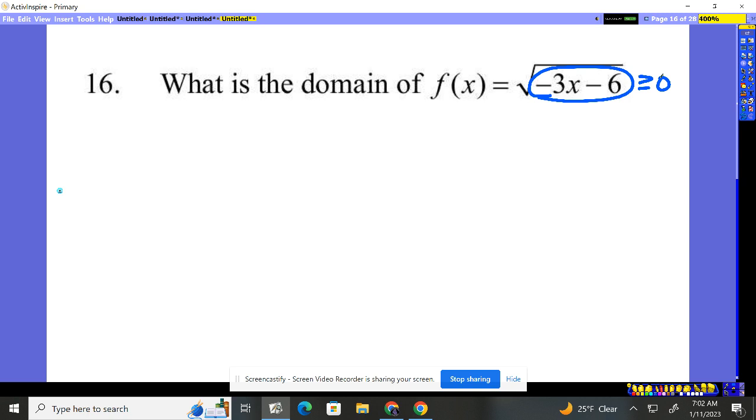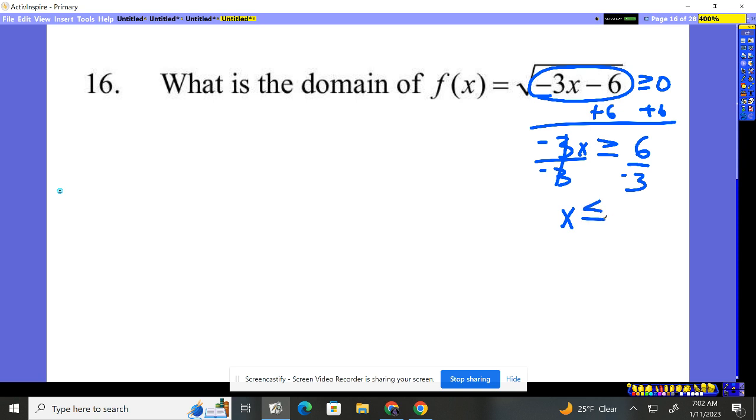Basically saying, hey, I need you to be positive. I can't have you be negative. So all I've got to do is just solve that equation. Whenever I have a radical, I'm just going to say, hey, you've got to be greater than or equal to 0, and then solve it. So I add 6, negative 3x has to be bigger than or equal to 6. Now I divide by negative 3, divide by negative 3. When I divide by a negative, I must remember to flip the sign.